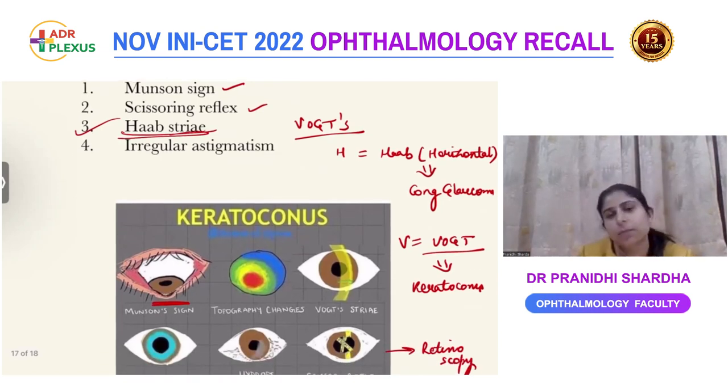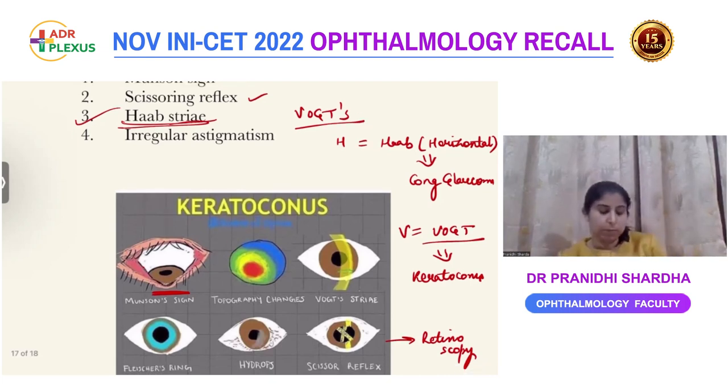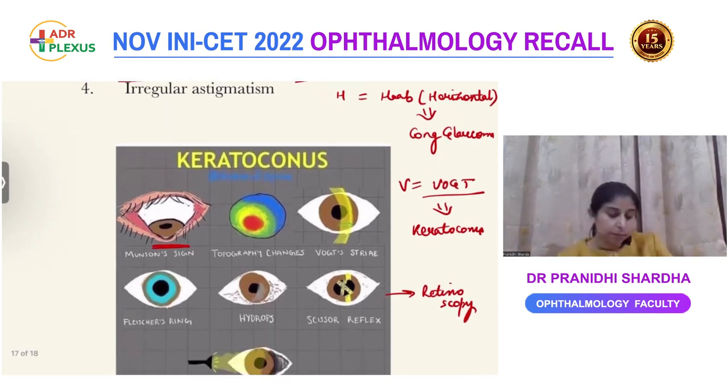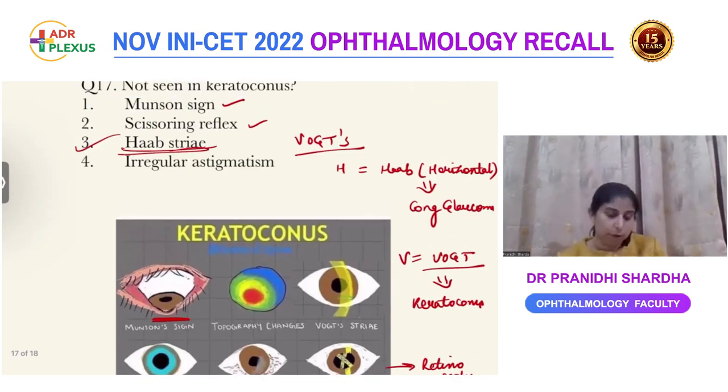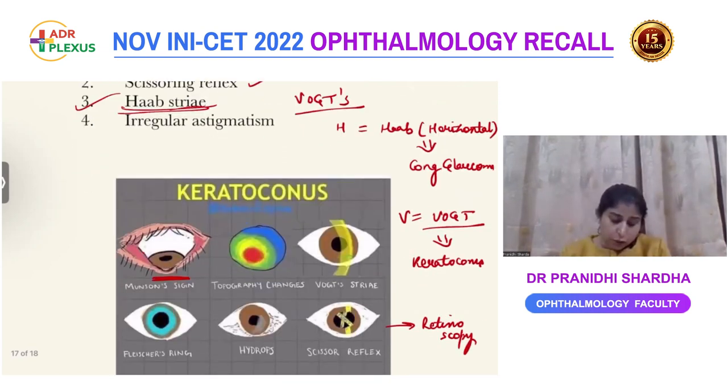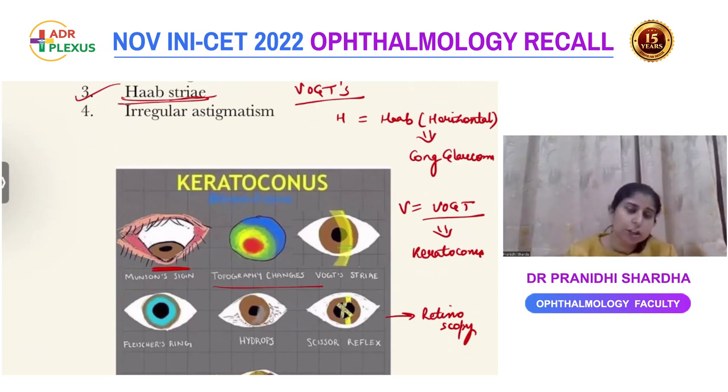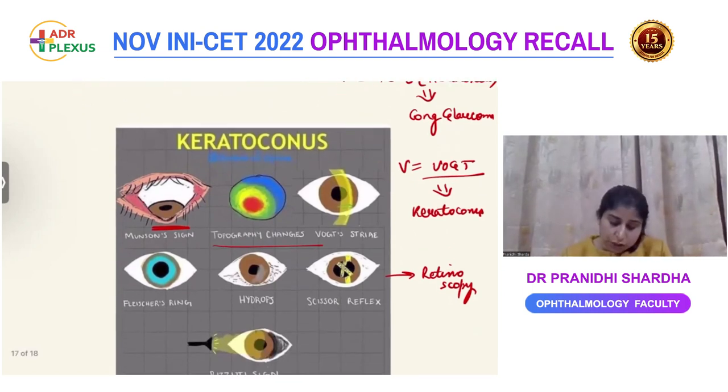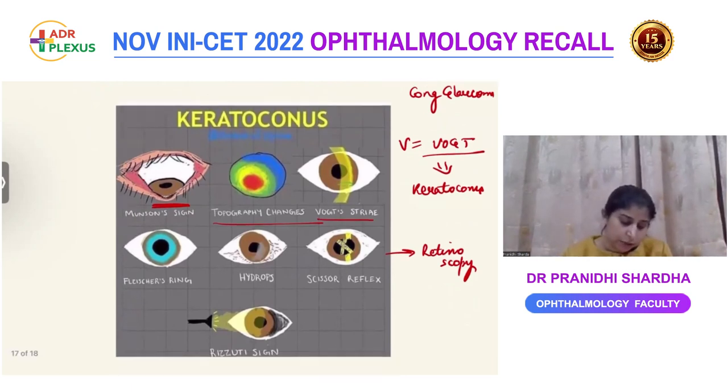Irregular astigmatism is seen, because we know the pathology of keratoconus is due to constant rubbing of the eyelid. Most of these patients have a past history of VKC, vernal keratoconjunctivitis, and due to constant rubbing there is a change in shape of the cornea, which causes irregular astigmatism. The topographical changes are the investigation of choice in keratoconus. Vogt's striae are vertical striae which are seen in keratoconus.